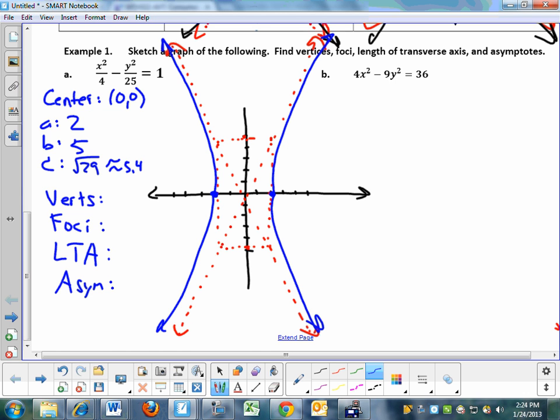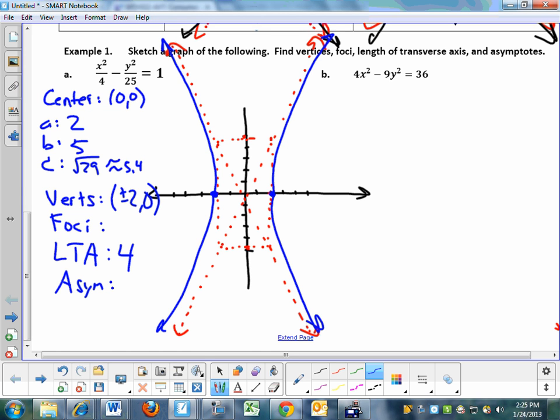Yes, the vertices are always 2 units from the center, and they'll always lie right on the box. Right. The box technically is not part of the graph. Only the blue thing is part of the graph. So the vertices are plus or minus 2, 0. What's the length of the transverse axis? We'll get to see in a second.